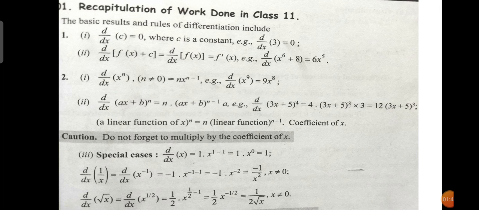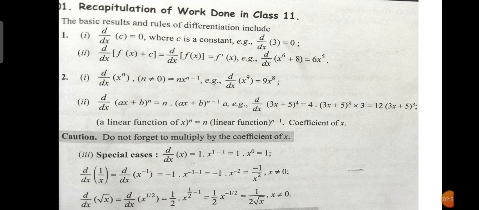So you have to differentiate x raised to 6. What is the answer? It is 6x raised to 5, that is f dash of x. The differentiation of x raised to any power a is a x raised to a minus 1. So x raised to 6 gives 6x raised to 6 minus 1, which is 5.